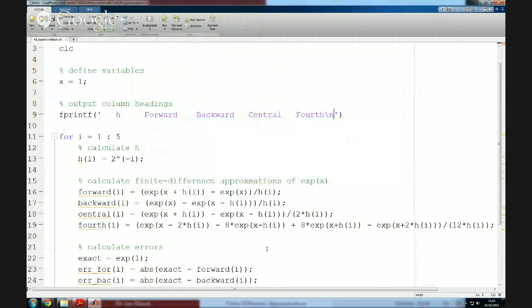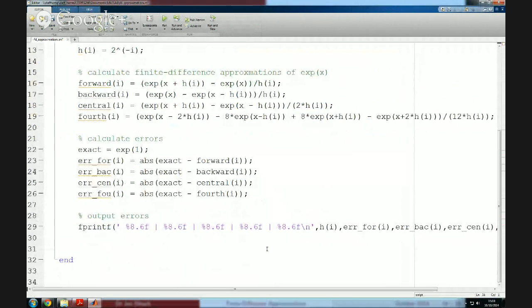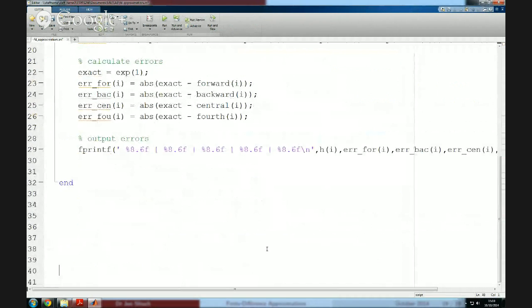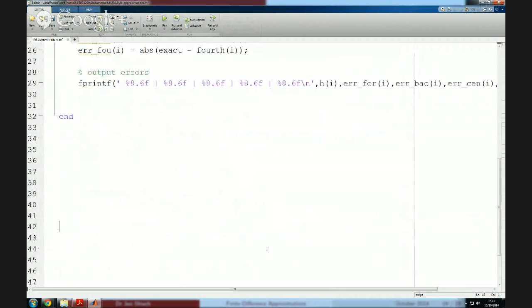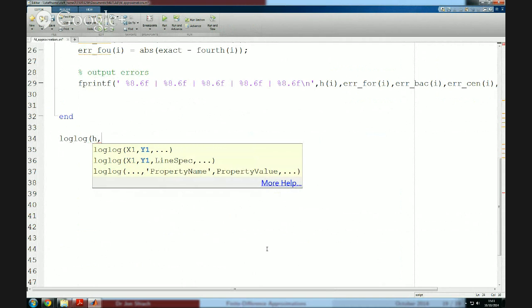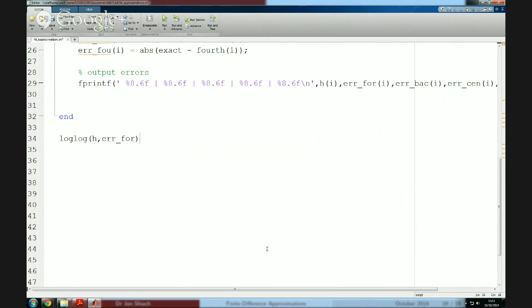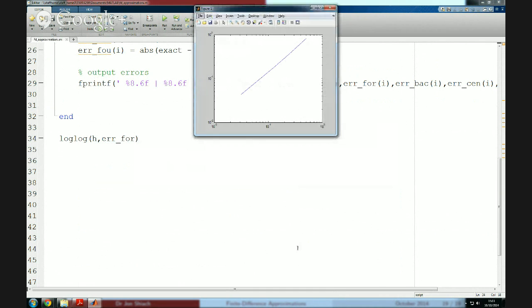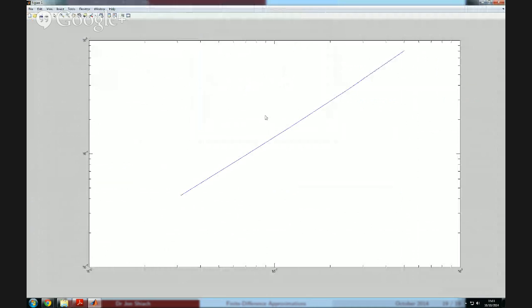So if we go to the Matlab, okay, so after I calculated everything, a log-log plot in Matlab, for those of you who don't know, it's just log-log. So instead of plot, I write log-log. And it wants an x against y. So my x's are going to be h, and my y's, let's take the error for the forward to start. Is that right? Okay, let's see what happens there. There we go. Right. That's the output. I'm just going to blow that up a bit.